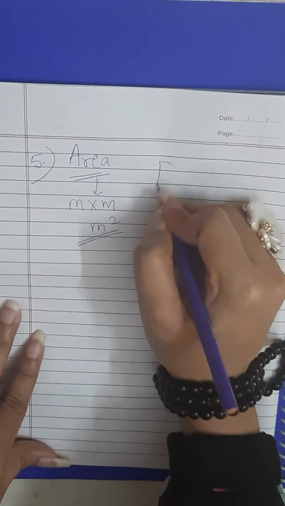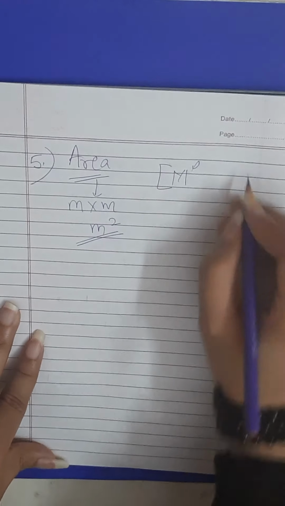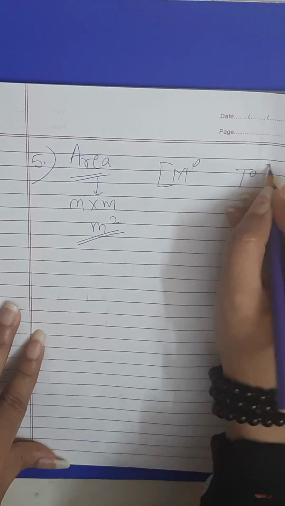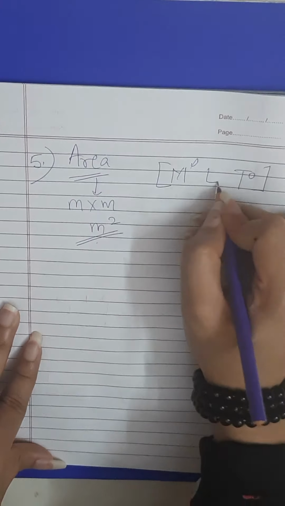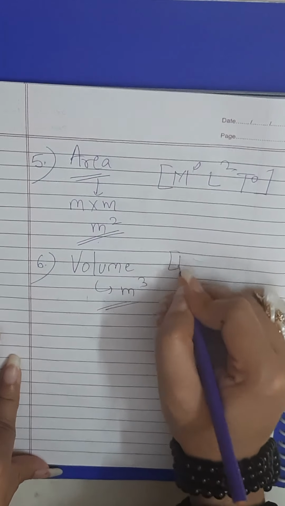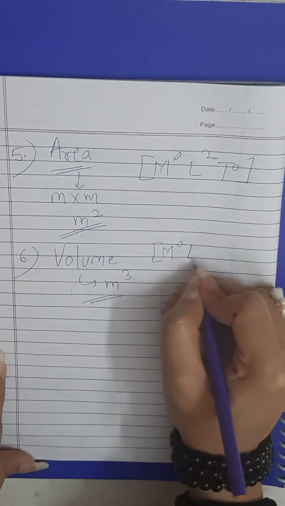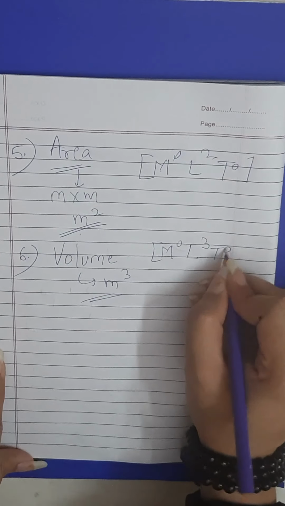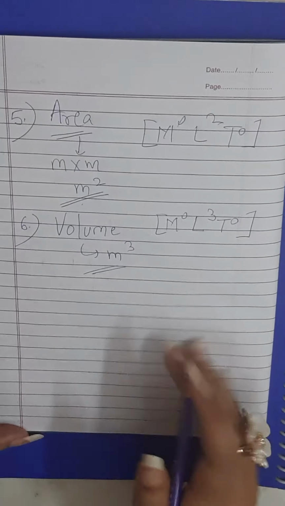Again, meter has nothing to do with mass. It has nothing to do with time. So it becomes L raised to power 2. So M0, L2, T0 is the dimensional formula of area. Likewise, volume has the unit meter cube. So the dimensional formula becomes M0 L cube T0.